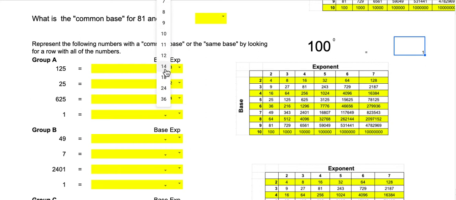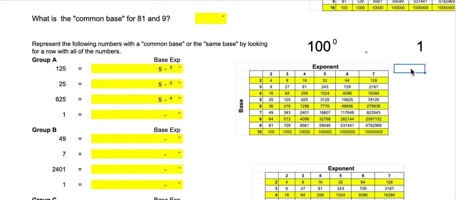So why does 100 to the exponent of 0 equal 1? Well, remember that positive exponents mean repeated multiplication. Negative exponents mean repeated division.